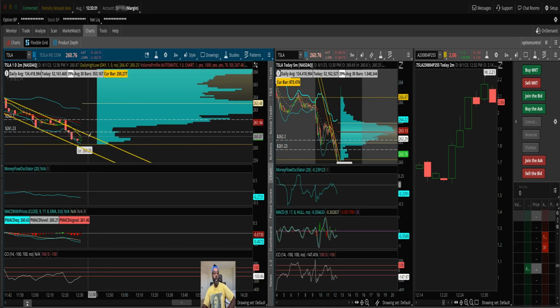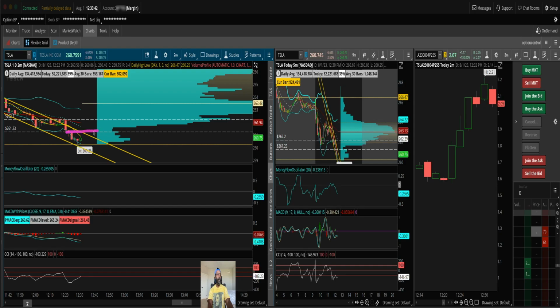So what's gonna stay in that channel? Tesla's gonna stay in that channel unless it breaks out. This is resistance. This is resistance 1. That's resistance 2. So that's horizontal resistance. This is a sloped resistance, channel resistance 2. That's support off of that low.